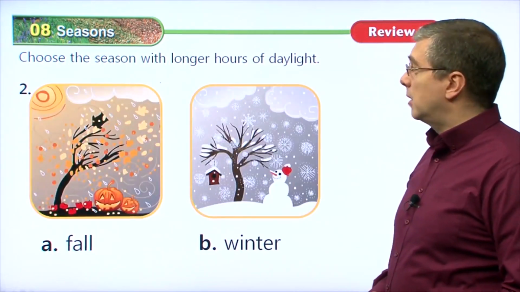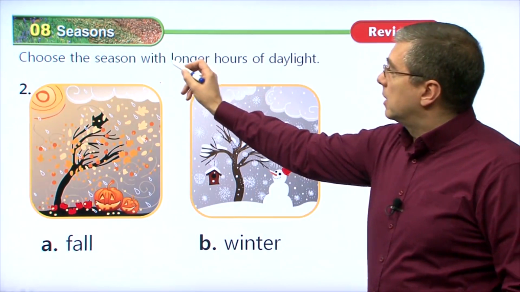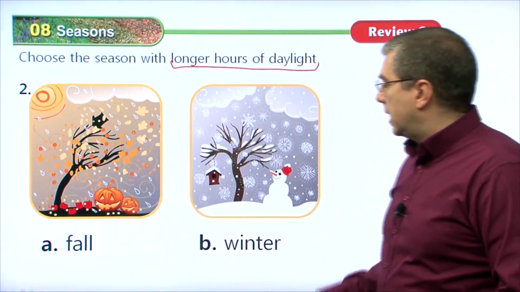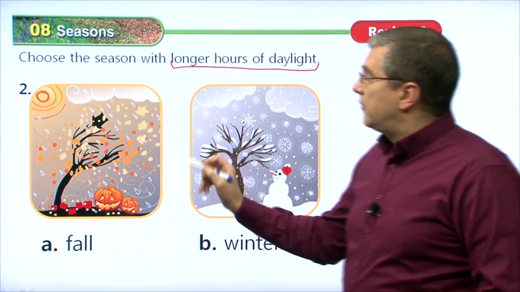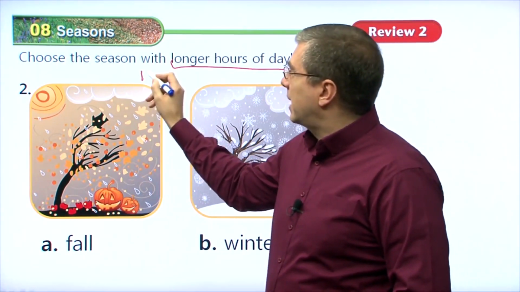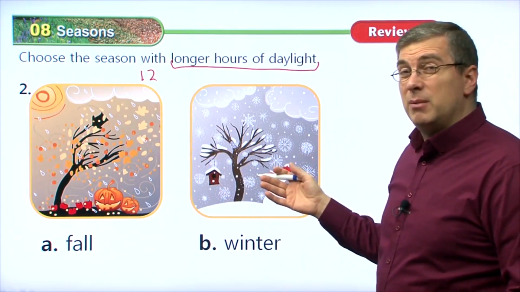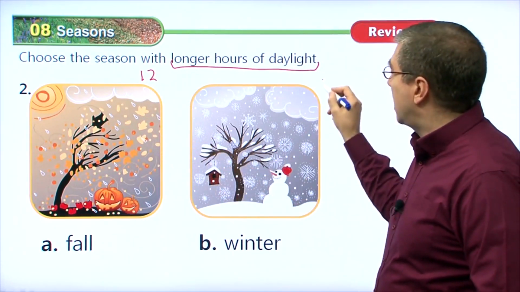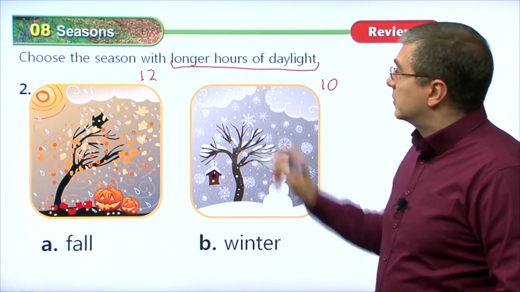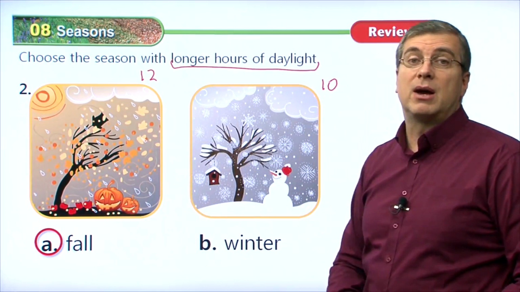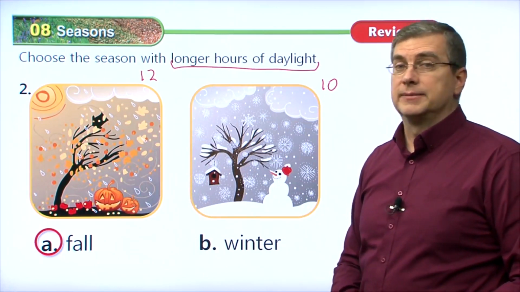Okay. How about this one? Choose a season with, again, longer hours of daylight. We have the fall and we have the winter. In the fall, remember, it's similar to spring, so we had about 12 hours and a few minutes of daylight. But in the winter, do you remember that? We only had about 10 hours of daylight. So which season has longer hours? That, of course, would be the fall.